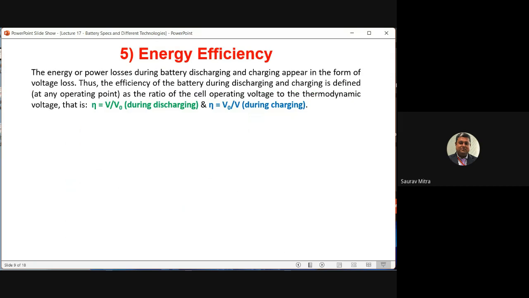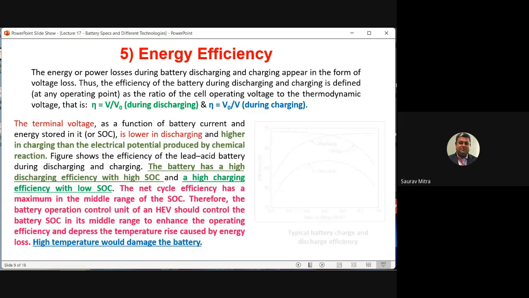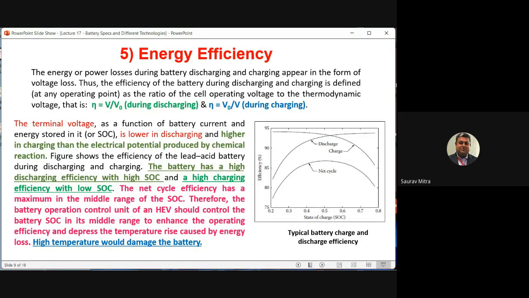Next, what we are going to see is energy efficiency. This is another very important topic, but there are a lot of critical definitions, because there are two types of efficiencies. One is called charging efficiency, another is called discharging efficiency. You are finding the graph on the right side. This is a typical battery charge and discharge efficiency.